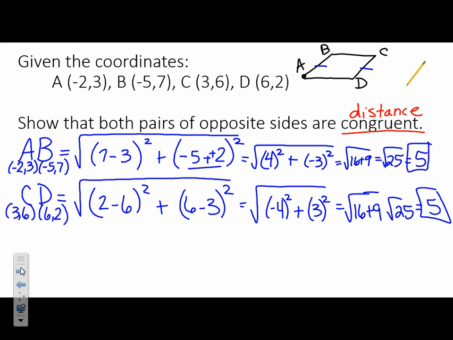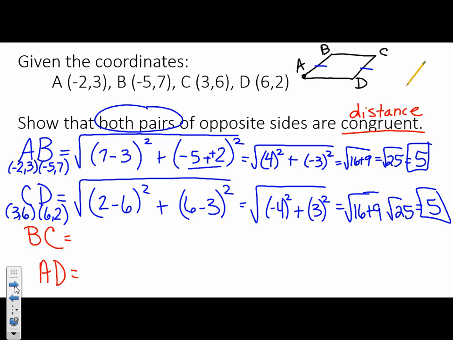But we still have 2 more sides, ladies and gentlemen, because it says show that both pairs of opposite sides are congruent. Not just that the left and the right sides are congruent, but both pairs. So we need to go ahead and do the same thing for BC and then AD. If you feel like you can do that, you can pause the video now and see if your answers work out to be the same.